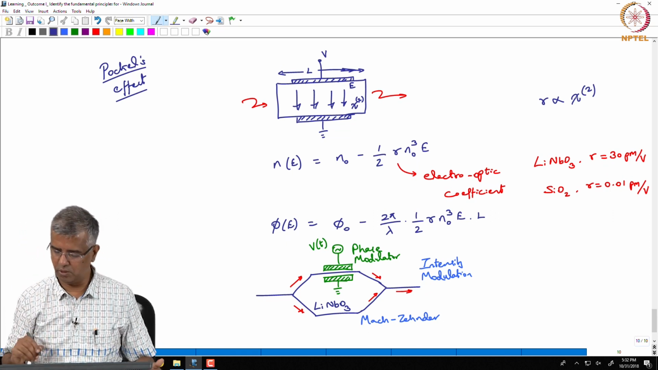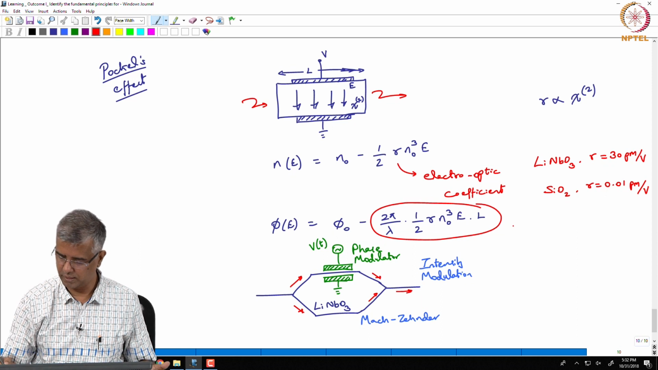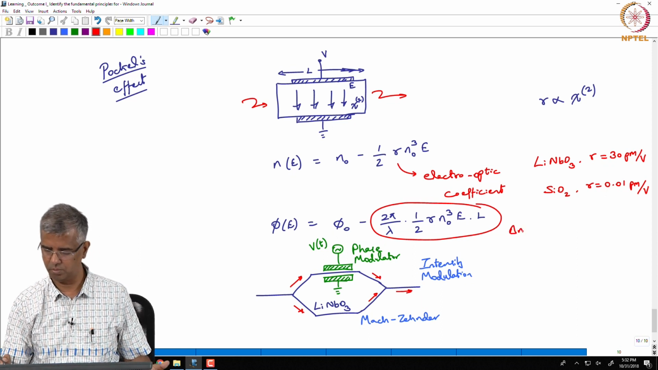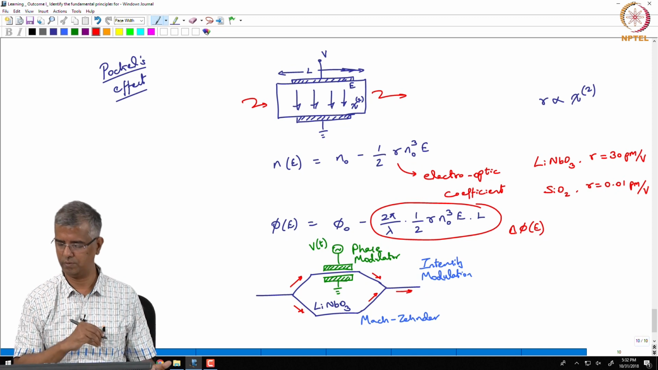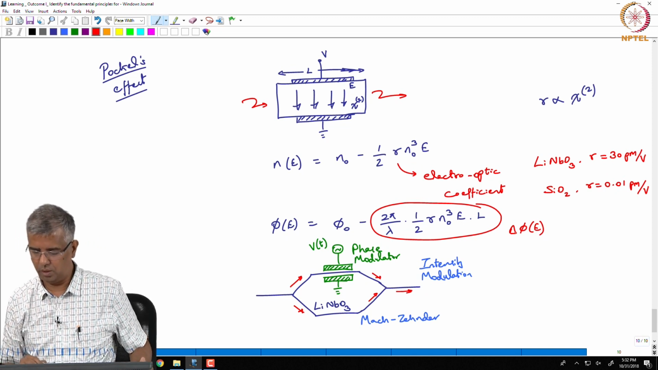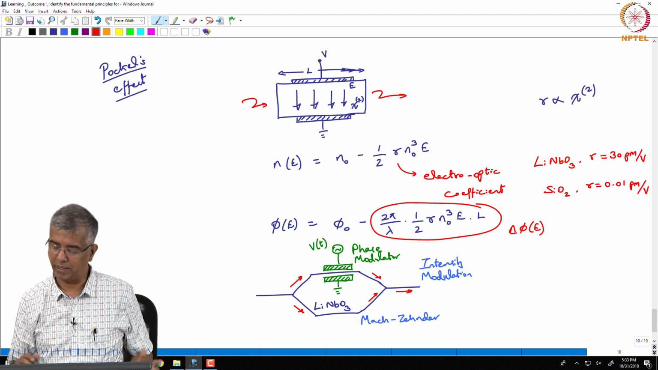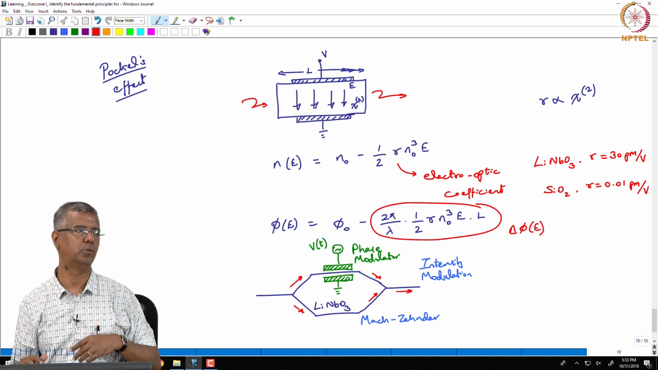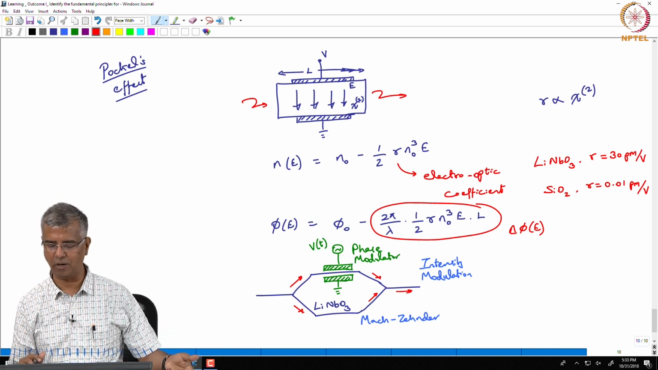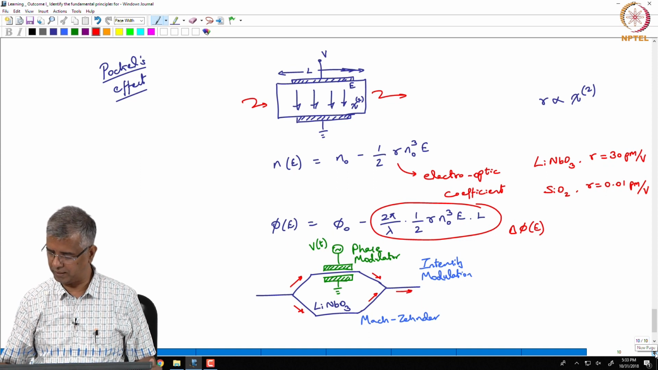So, let's go into the details. Let's actually say this part, let's call this delta phi of E. Okay. So, let's figure out the voltage at which you can get delta phi of pi. Why is that important? Pi, because pi phase difference can mean that you are going from constructive to destructive interference. So, I am turning the light from on to off. Okay. So, let us quantify that voltage.